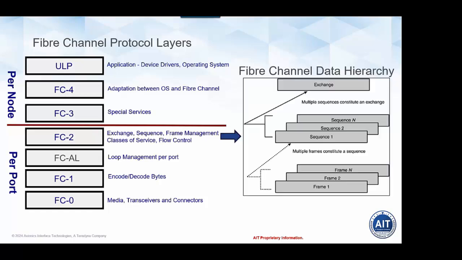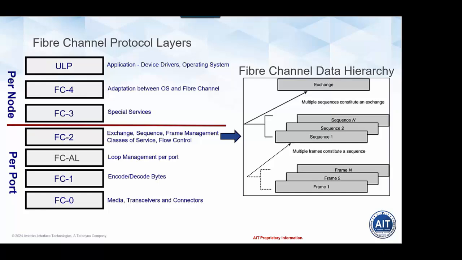When we talk about the data hierarchy within Fibre Channel, here we're specifically looking at the FC2 layer, where exchanges, sequences, frames, flow control, and all the basic communication rules go on a link between two ports. We're going to talk a lot about the data hierarchy. At the bottom level you have a frame. Think of it like an Ethernet frame. It's an individual unit of information on a link.